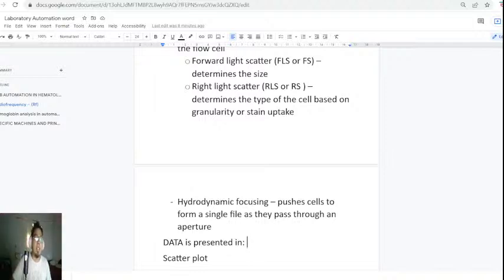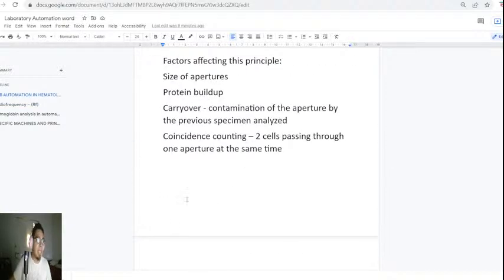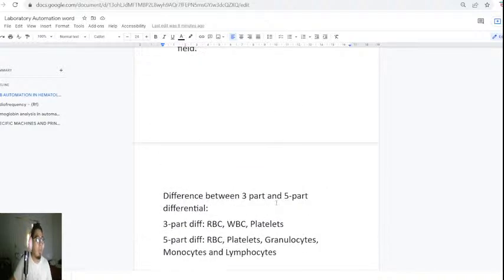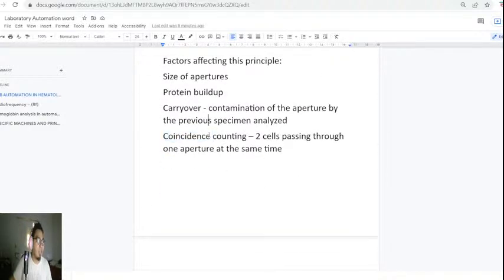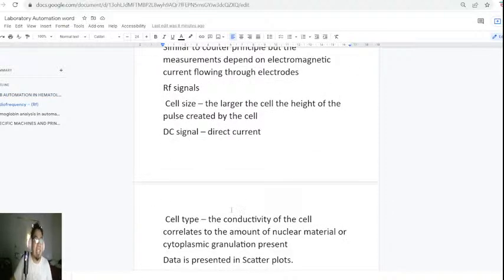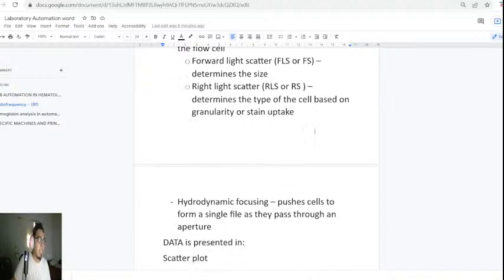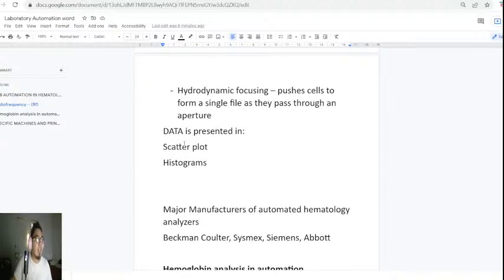If they don't fall into a single file, there might be what you call coincidence analysis or coincidence light, or in the case of Coulter principle, what you call coincidence counting. Two cells will be counted as one, and they would be plotted falsely in the histogram, and therefore your results will be erroneous. Okay. Now the data is presented in both scatter plots and histograms.